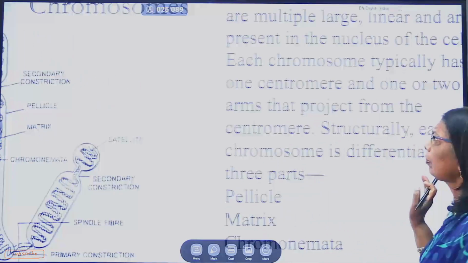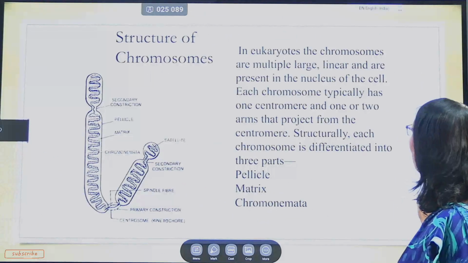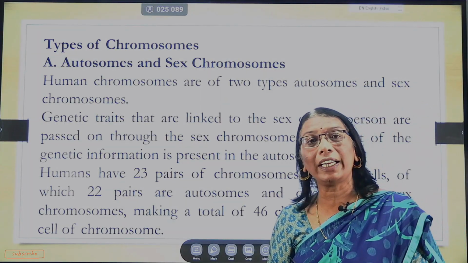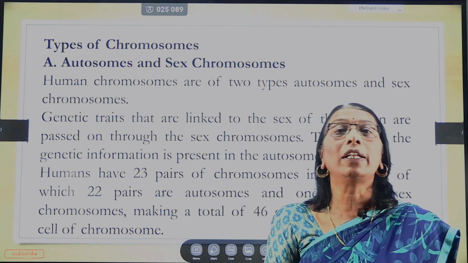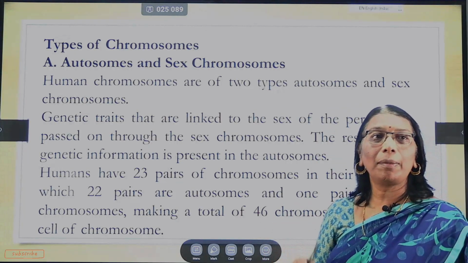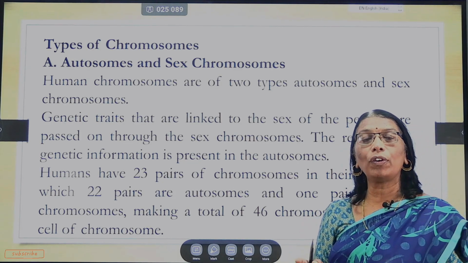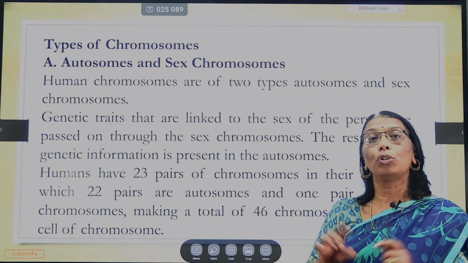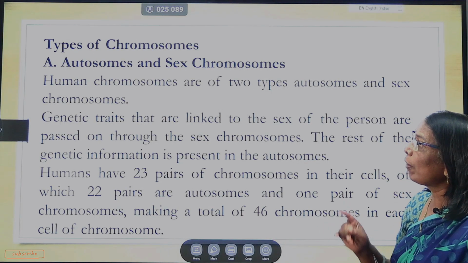Then we found that the classification of chromosomes takes place on two bases. The first is the types of chromosomes, that is, which type of genes are present on that chromosome. The second classification is on the basis of the centromere, that is, the number of centromeres present throughout the length of a chromosome as well as the position of that centromere. First, we will turn towards the types of chromosomes.